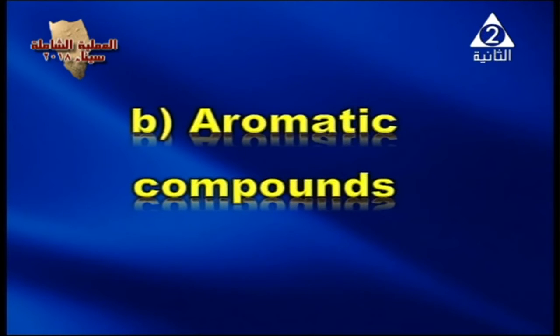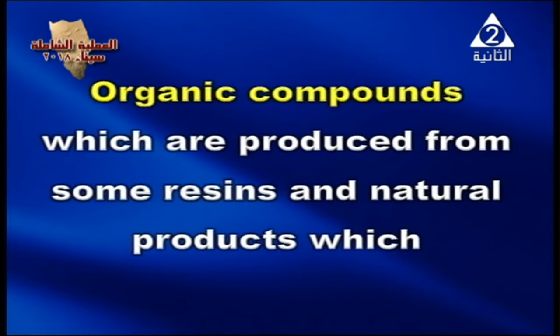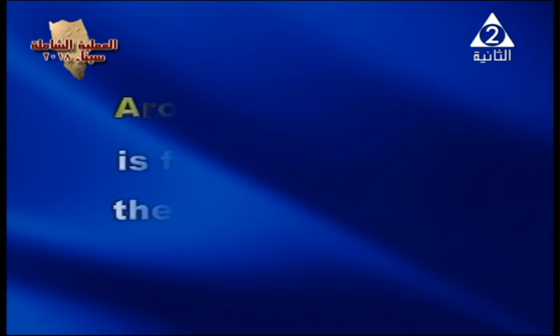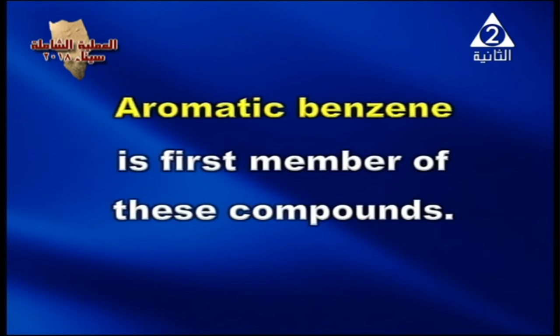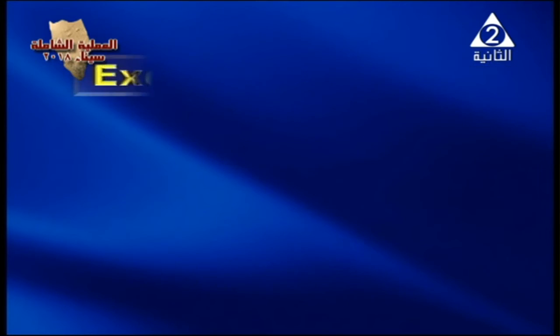And the second type is called aromatic compounds. These compounds are produced from some resins and natural products which have a characteristic odor and contain a lower number of hydrogen atoms. The aromatic benzene is the first member of these compounds. My dear students, the aromatic compounds may contain 1 or 2 or more benzene rings besides their various derivatives.